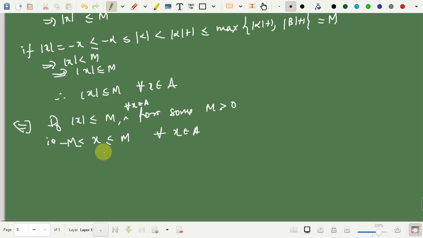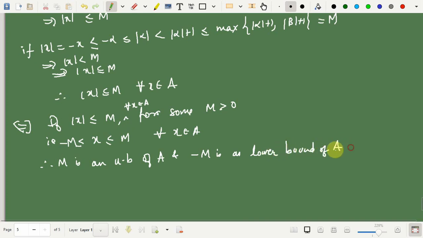Now from here it is very easy to observe that this m is an upper bound of A and minus m is a lower bound. So therefore the set is bounded above as well as bounded below. So therefore m is an upper bound of A and minus m is a lower bound of A, and therefore these are the upper bound and lower bound in R, and therefore A is a bounded set. So that proves the converse part, bounded in R.